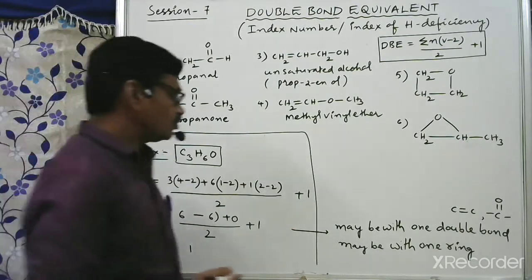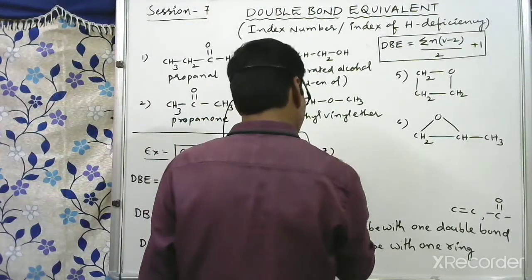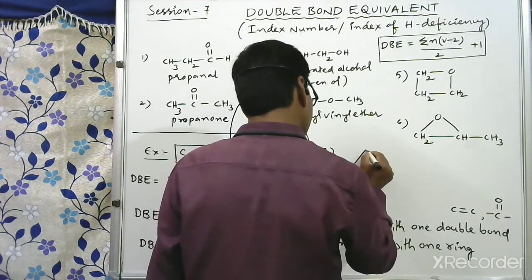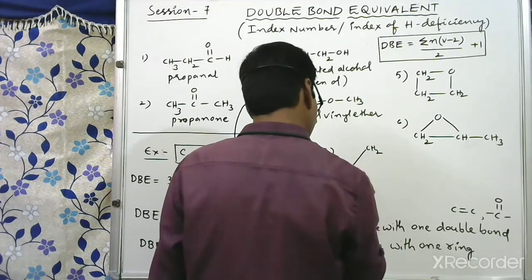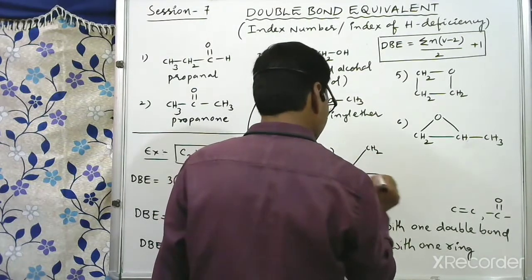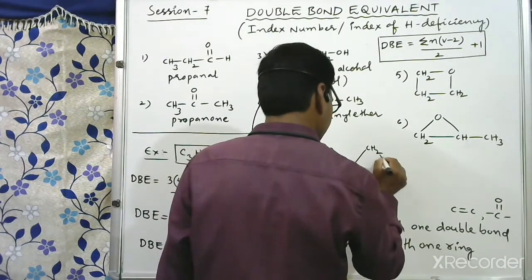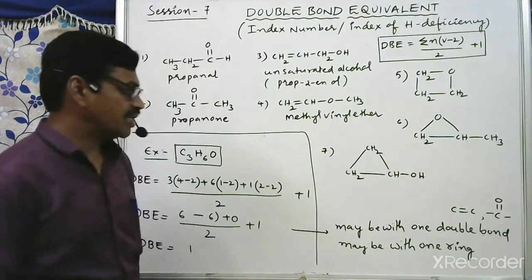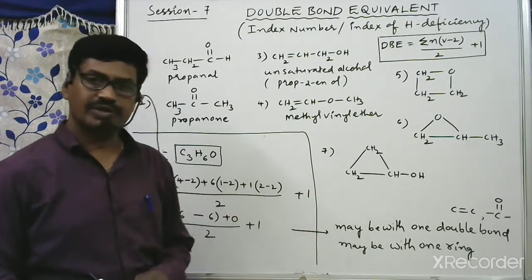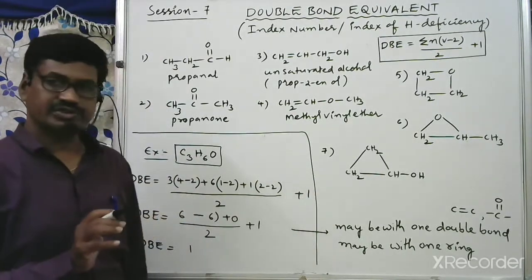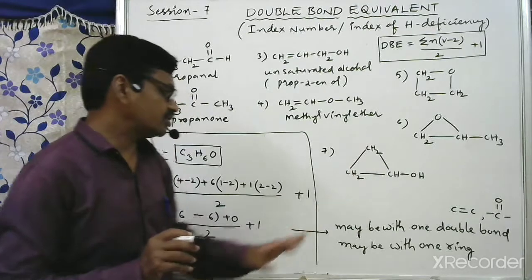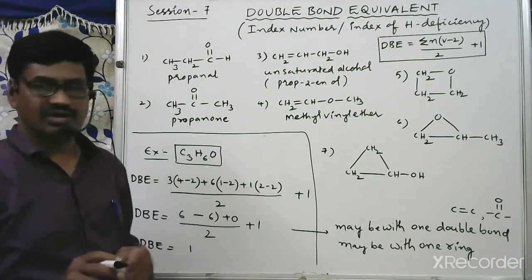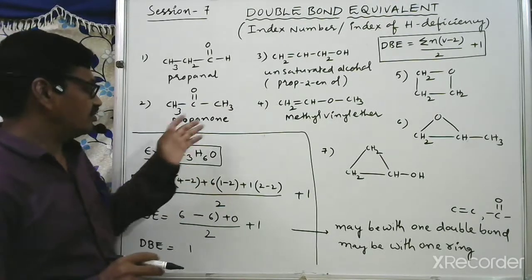We can write one more cyclic compound, the seventh one, like this. Here CH2, then here CH2, here CH, here OH, like this we can write. This is cyclopropyl alcohol. See, for all these compounds we have three carbons, 6 hydrogens, and 1 oxygen. So like this we can expect.